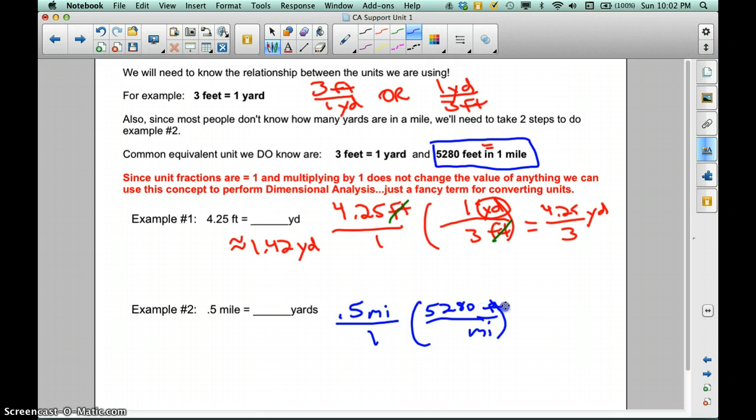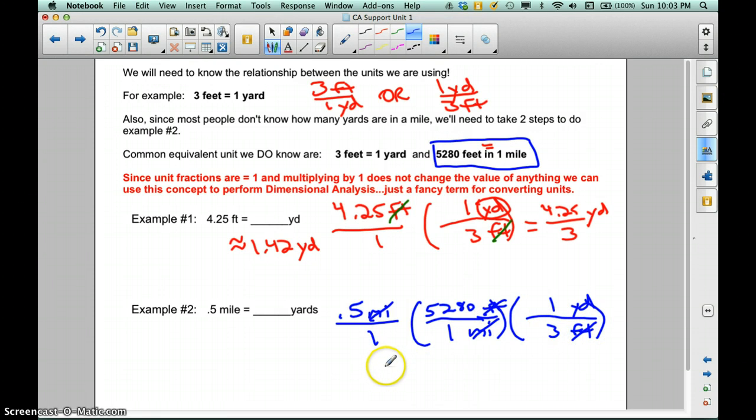5,280 feet in 1 mile. Okay, so miles is going to cancel because numerator, denominator, anything over itself. And so now I have feet. I know I'm going to multiply those together, but before I even do that, I don't want feet. I want yards. So what I want to get rid of goes on the bottom. What I want to end up with goes on top. Feet and yards. I know that one. There's 3 feet in 1 yard. So 3 goes with feet, 1 yard. Feet are going to cancel.